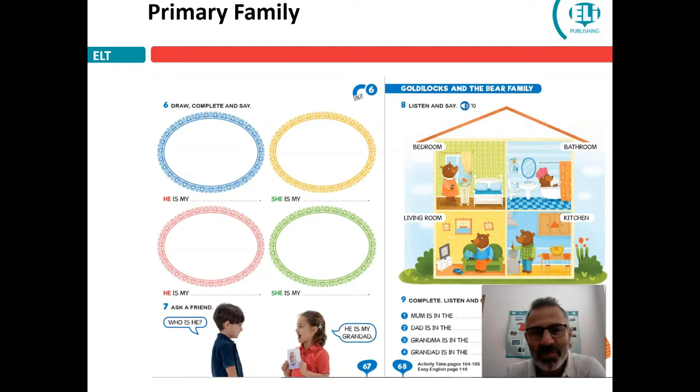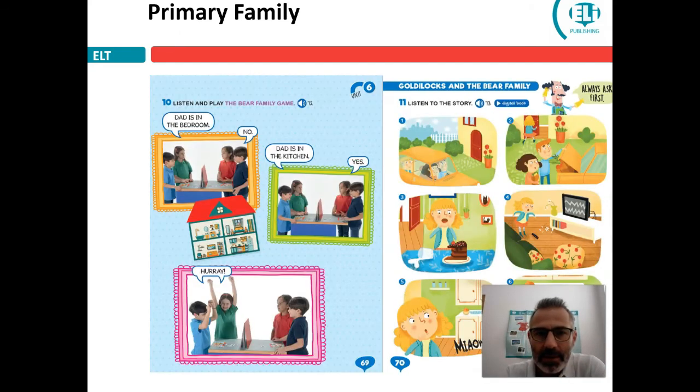They might put in their pets, if we're talking about pets, because we're looking at the bears here. It's the bear family. So it really stimulates their imagination when it comes to talking about families. As I go through this particular unit, you can see there's a lot of storytelling, which makes it really interesting too.